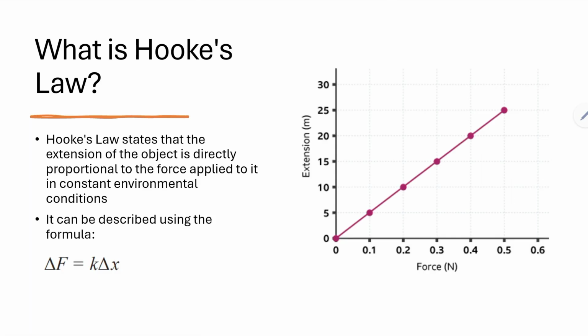So first of all, what is Hooke's law? Hooke's law states that the extension of the object is directly proportional to the force applied to it in constant environmental conditions. This can be seen through the graph on the right of the screen, as it is a straight line going through the origin. It can be described using the formula F equals kx, where F equals force, k equals the spring constant, also known as the stiffness of the spring, and x equals the extension of the spring.